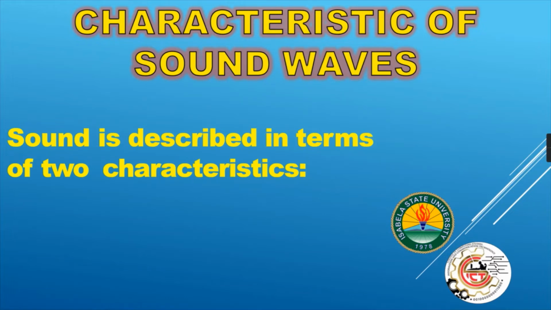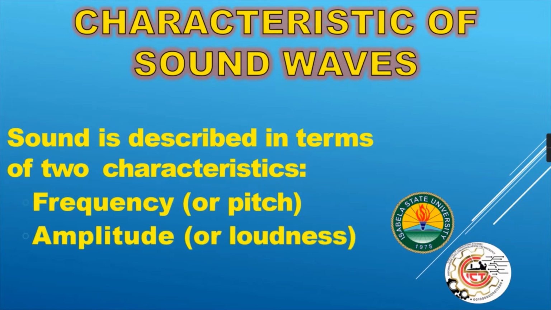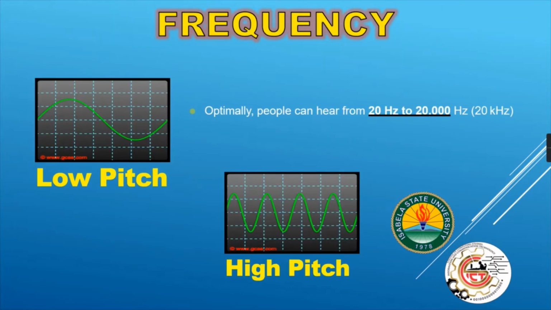This is the characteristic of sound waves. Sound is described in terms of two characteristics, the frequency or pitch, and amplitude or loudness. Frequency is a measure of how many vibrations occur in 1 second. This is measured in hertz, abbreviated Hz, and directly corresponds to the pitch of a sound. The more frequent the vibration, the higher the pitch of the sound.